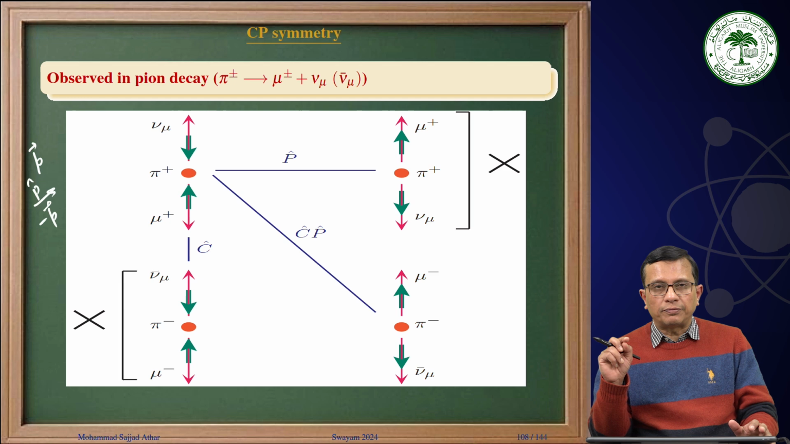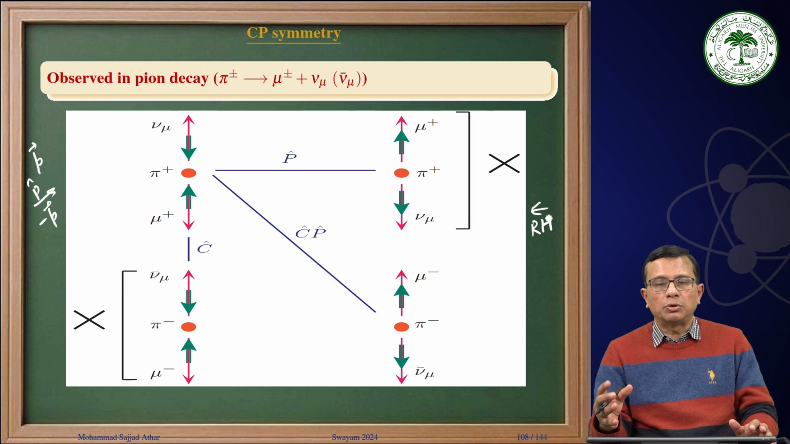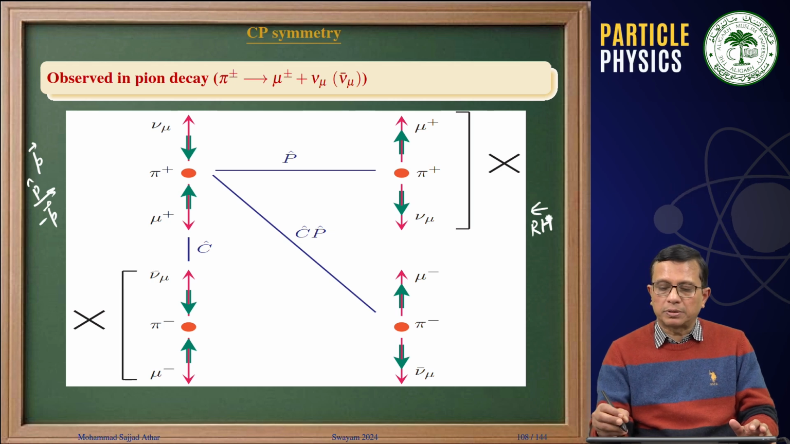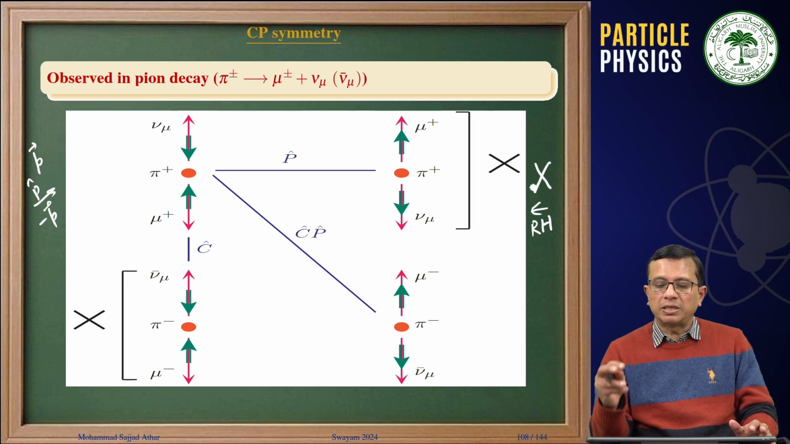The direction of momentum of the neutrino and the spin are along the same direction, and therefore the neutrino is becoming right-handed. And since we know that neutrinos have not been observed as right-handed particles, this is not an observed process.